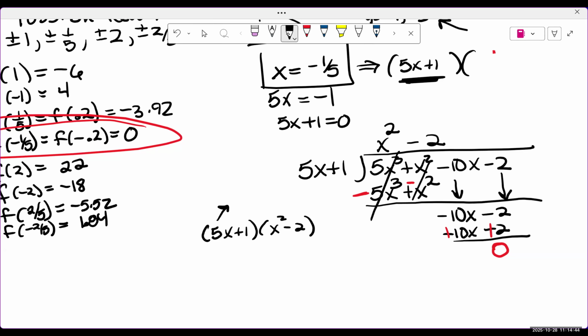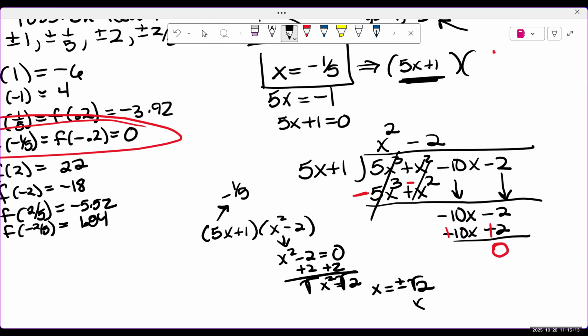Okay, so this one gives me my negative 1/5. I need to get the zeros out of this one. So x squared minus 2 is equal to 0. Add 2 to both sides. X squared is equal to 2. Take the square root. X is equal to plus or minus rad 2. So here's my zeros. Rad 2, negative rad 2, negative 1/5.